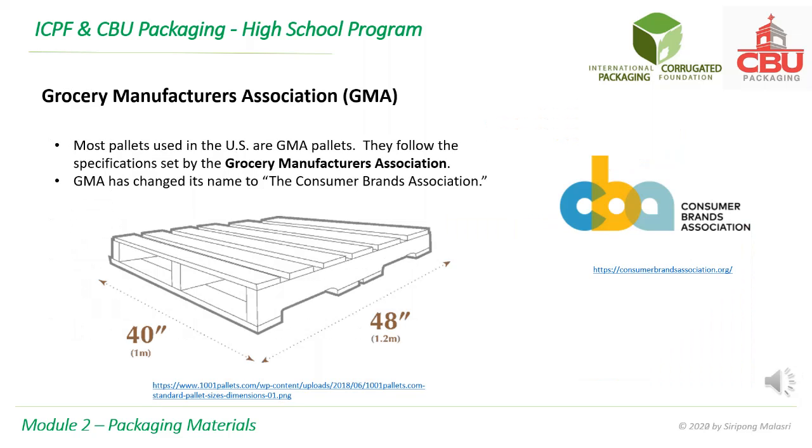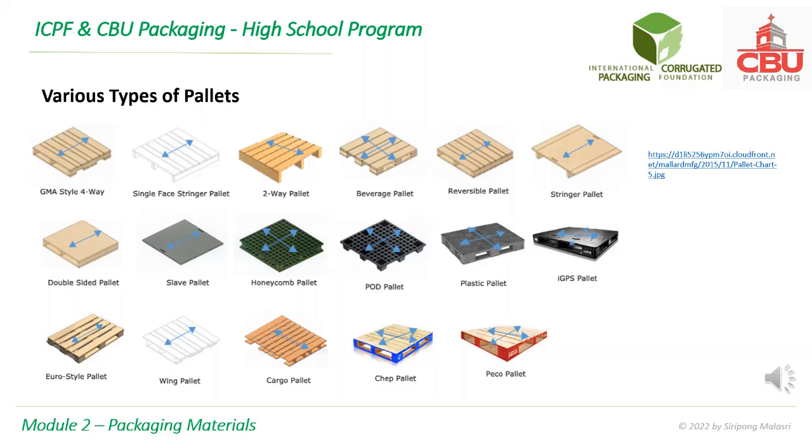Most pallets circulated in the U.S. are GMA pallets. GMA stands for Grocery Manufacturers Association. Now it is under a new name, CBA or Consumer Brands Association. GMA pallets are 40 inches by 48 inches. This slide shows various types of pallets.